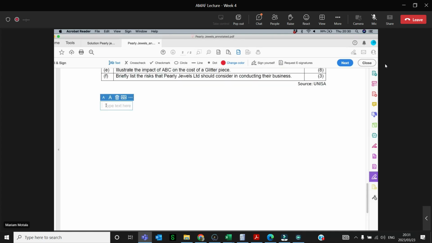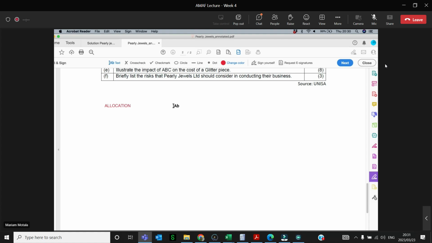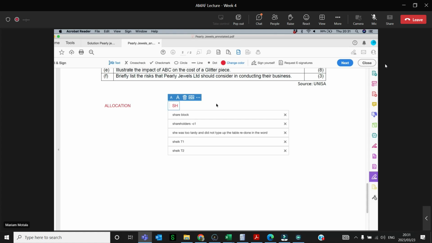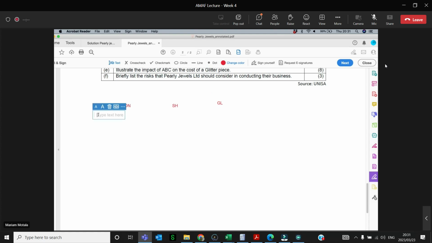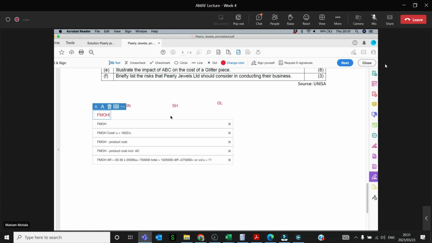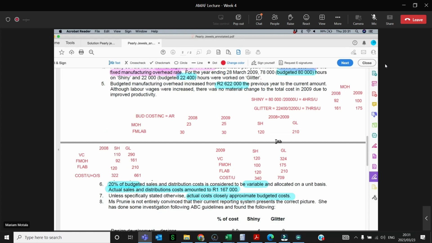Having said that, and I'm just going down because I need some space, the next consideration for you is to determine your allocation. So you know that we have shiny and we have glitter, and we have an allocation rate. For fixed manufacturing overheads, your allocation rate for shiny is based on the computation that we did here. It's very important that you understand where we are headed with this. We are building up to an understanding of our over-under recovery.